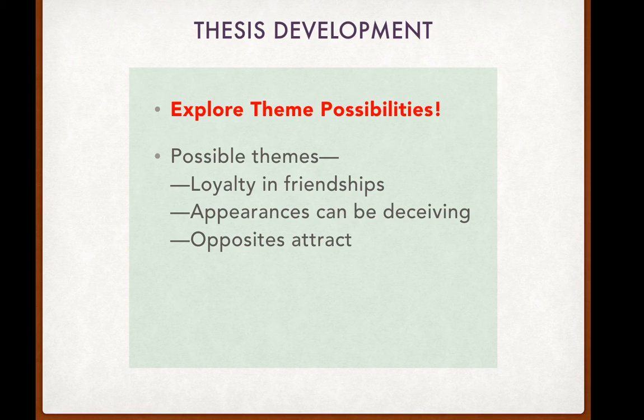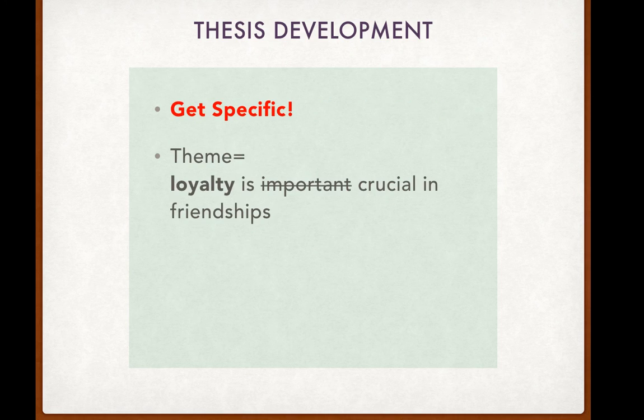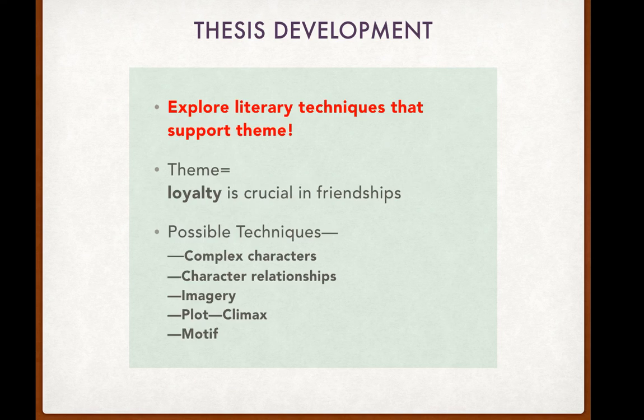So possible themes in the book I was looking at were loyalty and friendships, appearances can be deceiving, and opposites attract in the book that I read called Freak the Mighty. So then I need to get more specific though. Loyalty by itself is just not enough of an argument for a claim. So I started out by writing loyalty is important in friendships, and then I changed that word important to crucial to make it more extreme, more of something that I could argue about.